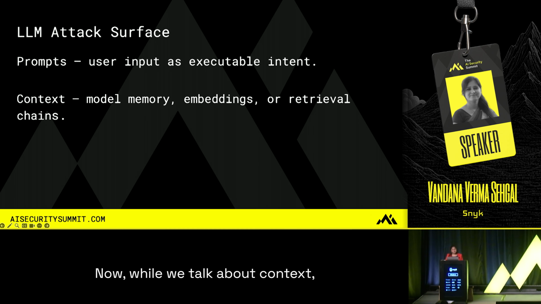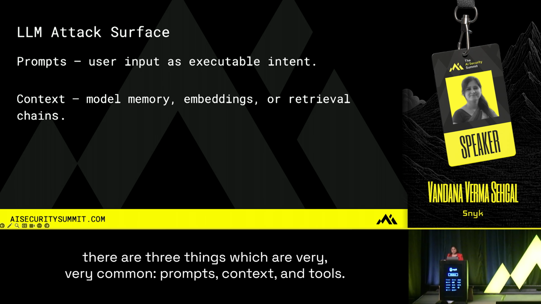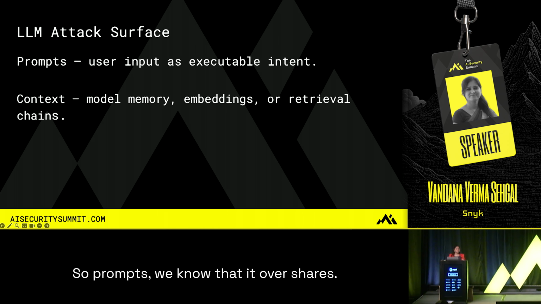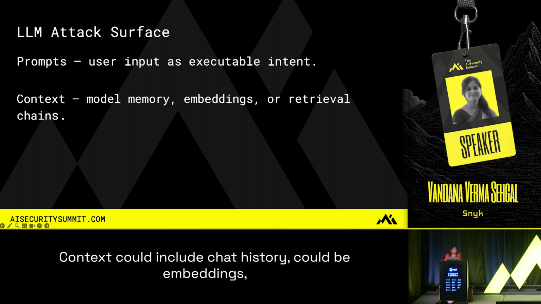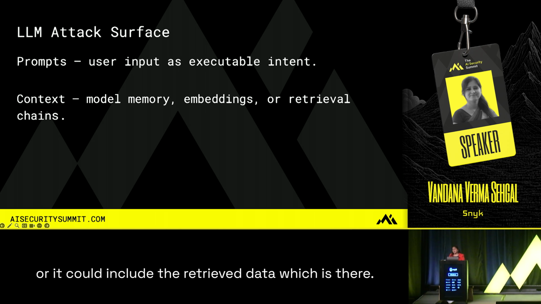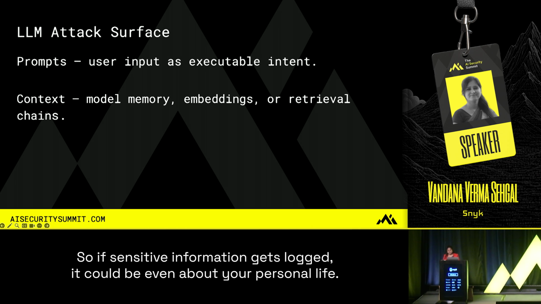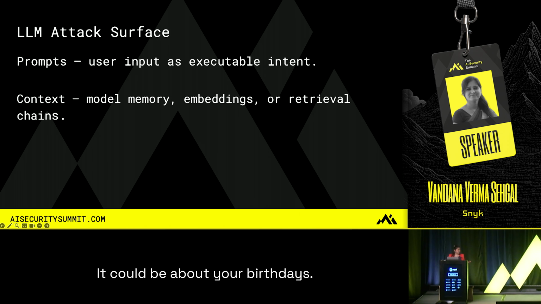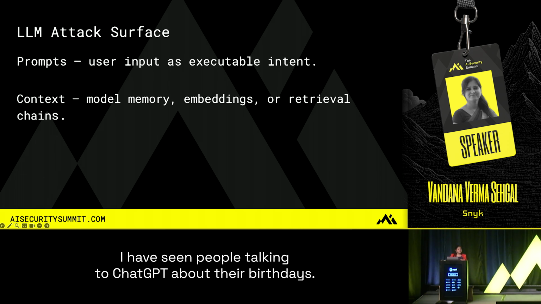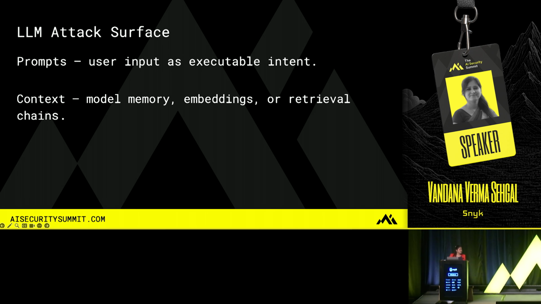Now, when we say LLM, there are three very common things: prompts, context, and tools. For prompts, we know that it overshares. But what about context? Context could include chat history, embeddings, or the retrieved data. If sensitive information gets logged, it could be even about your personal life, your birthdays. I have seen people talking to ChatGPT about their birthdays. If I start talking about what I talk to ChatGPT, trust me, I talk a lot.